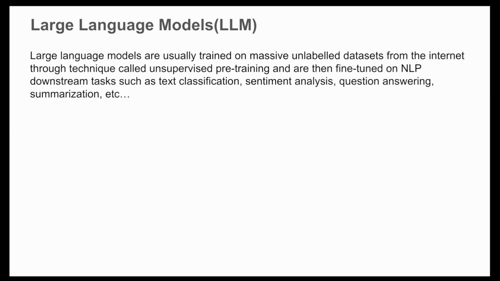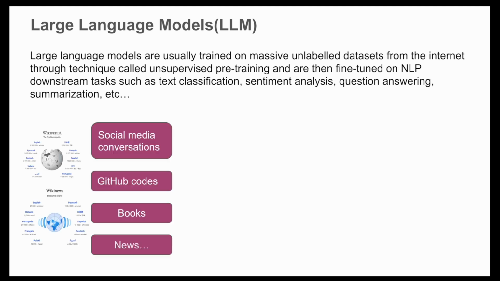So large language models are usually trained on massive unlabeled datasets from the internet through a technique called unsupervised pre-training, and they are then fine-tuned on NLP downstream tasks such as text classification, sentiment analysis, question answering, and summarization. So this is a summarized workflow of how most people use large language models.